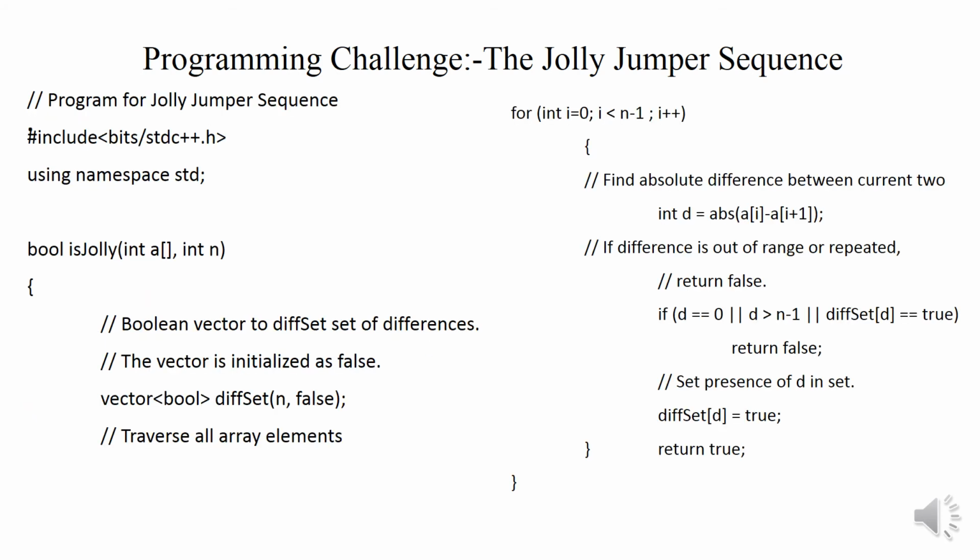So here we have to check that, and after that we have to calculate the absolute difference. For the absolute difference, we pass at the first time vector bool diffset n comma false. So friends, I told you about vector. So friends, give me the answer. What is vector? When I explained STL in some last sessions, at that time I told you about vector also.